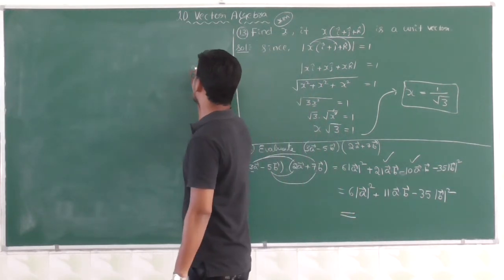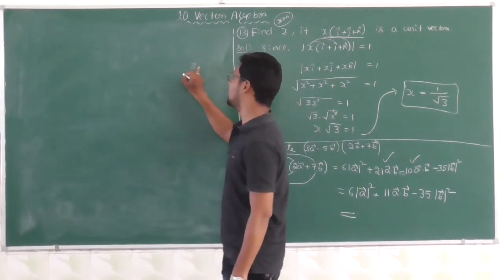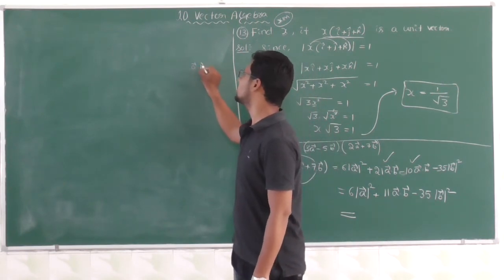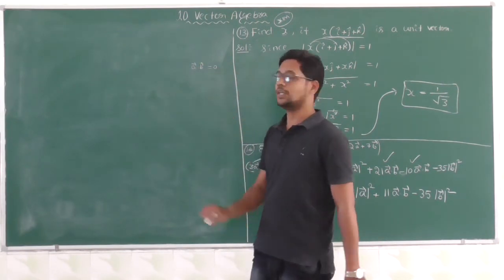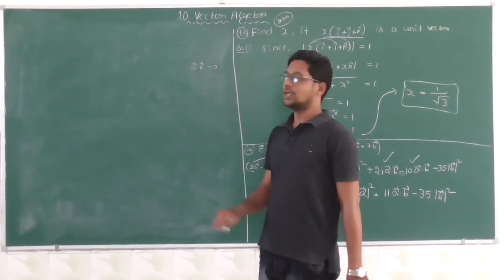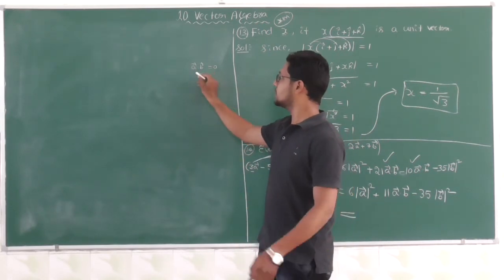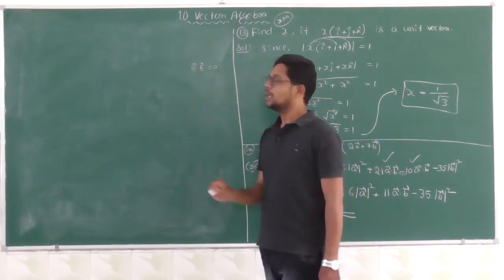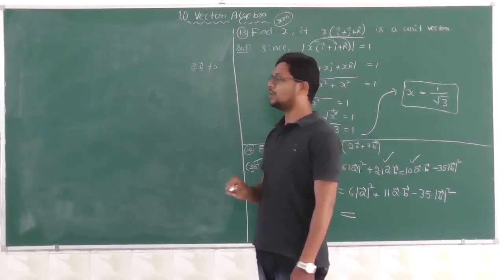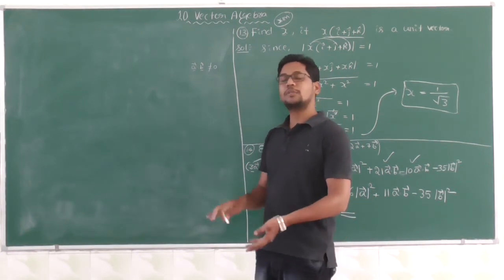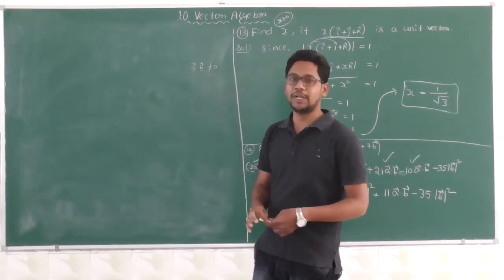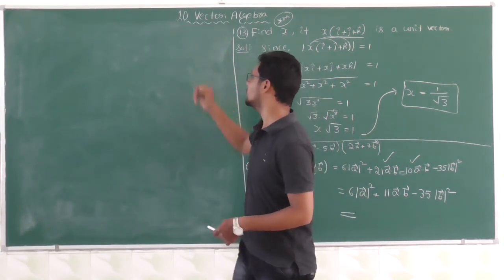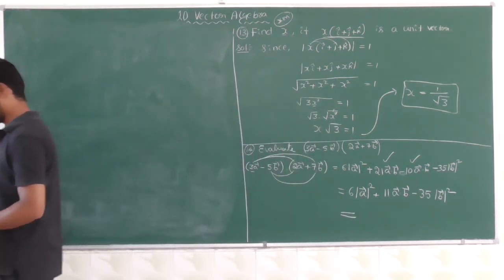If a vector and b vector are perpendicular, their dot product equals 0. That is, a dot b equals 0. If a dot b equals 0, then we can say that a vector and b vector are perpendicular. If a dot b is not equal to 0, then a vector and b vector are not perpendicular to each other. I already told you this in our previous class.